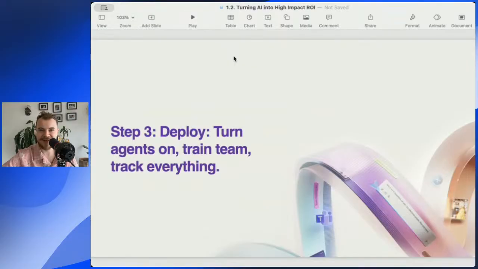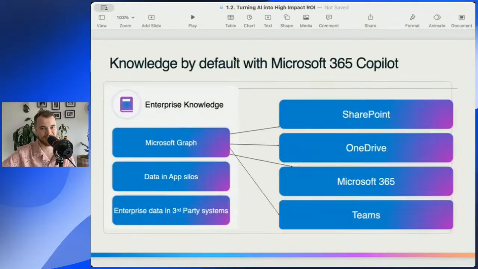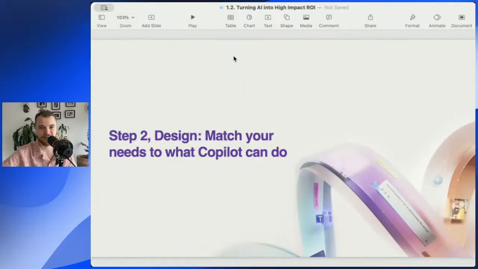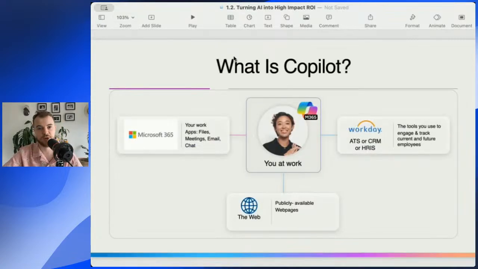Step 3 is deployment. Before I go into that, just to recap, you need to understand your problems from step 1 on an individual level and a work role-based level, what outcomes you want to achieve, and then you need to understand what Copilot can do. So this is kind of fixed. I mean, Copilot is changing constantly, but it's not changing that much, if you know what I mean.